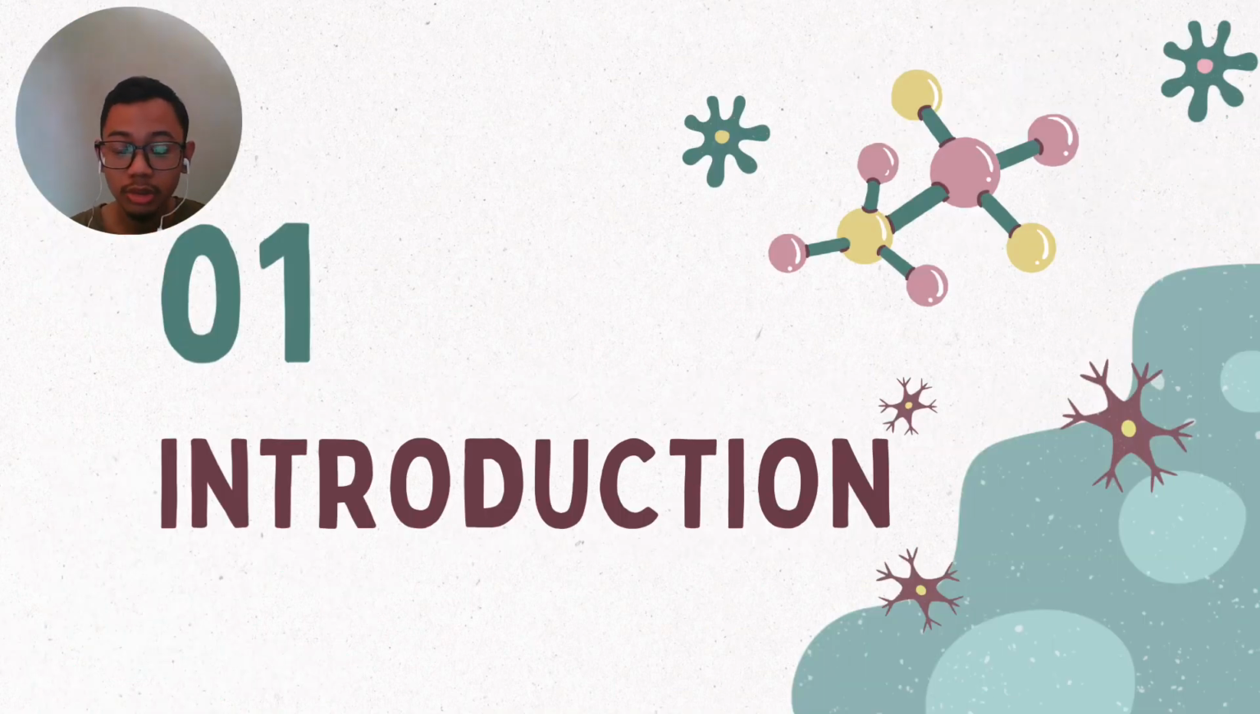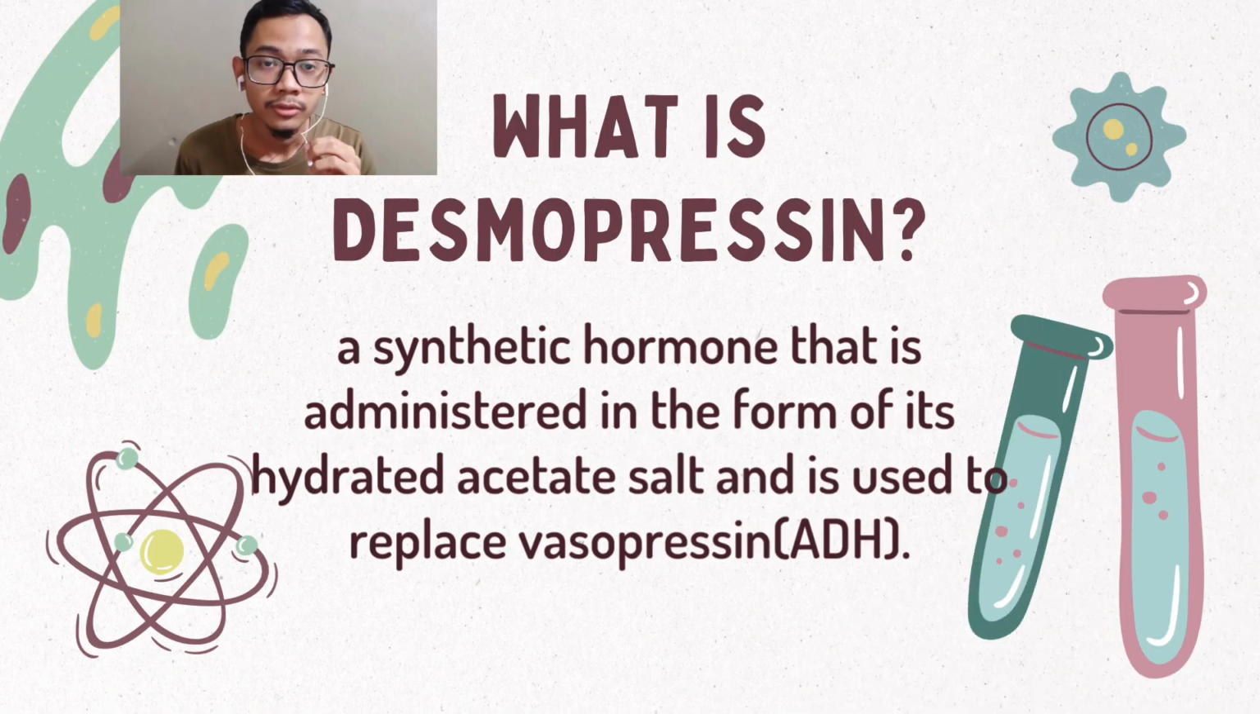My name is Yasmin Mataman, and I will start with the introduction of what is Desmopressin and the usage of Desmopressin. Okay, first, what is Desmopressin? Desmopressin is a synthetic hormone that is usually administered in the form of its hydrated acetate salt, which is desmopressin acetate, and is used to replace vasopressin, which is more known as ADH.